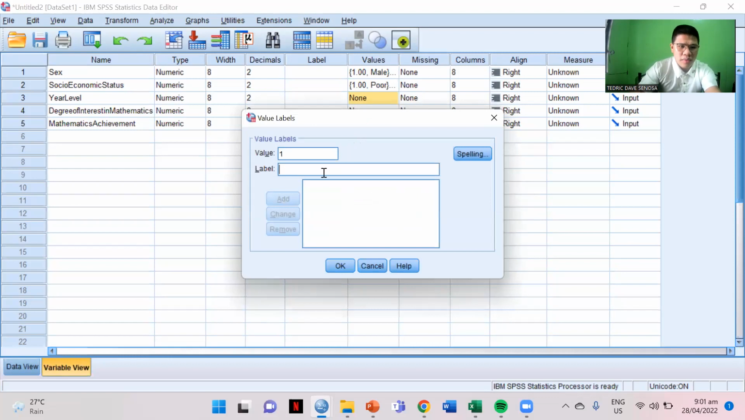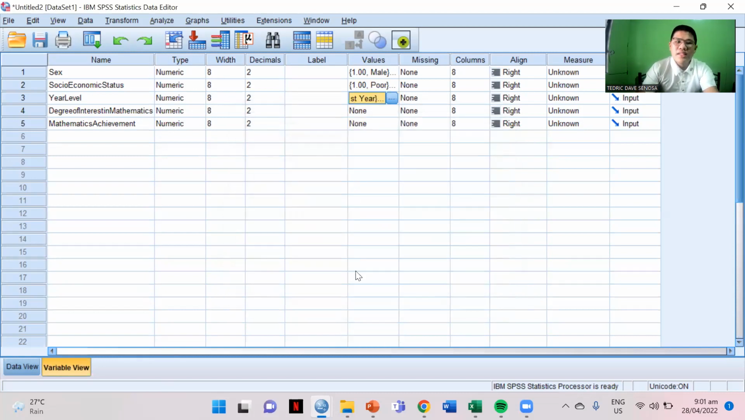This one would be first year. This one would be second year. This one would be third year. And the last one would be fourth year. So that's 1, 2, 3, 4. And then, since we don't have a code for degree of interest and mathematics achievement, it's given, so you change the measure of every variable.